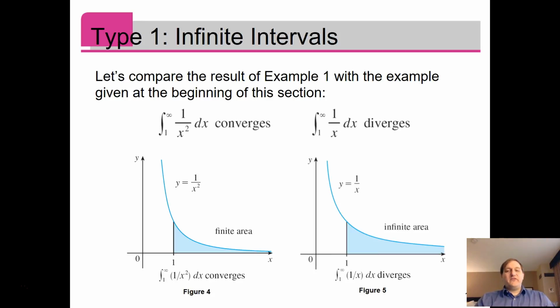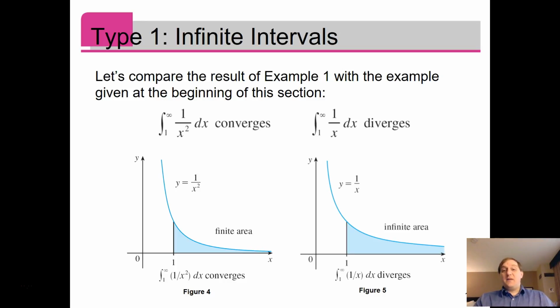So what we want to do is say, well, wait a minute, we had two different functions. They were kind of similar. One converged, one diverged. What's the deal? Is there a cutoff point? What's going on here? With the first example we looked at, we saw the integral from 1 to infinity of 1 over x squared dx, and then we saw the integral from 1 to infinity of 1 over x dx. The first one converged, the second one diverged.